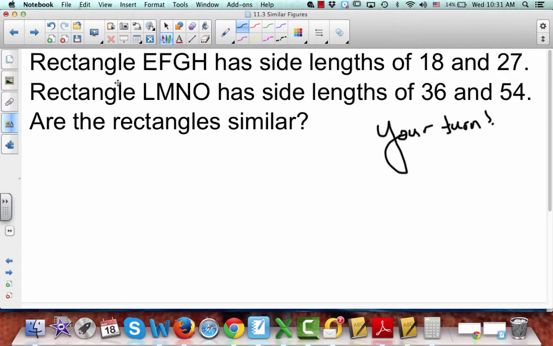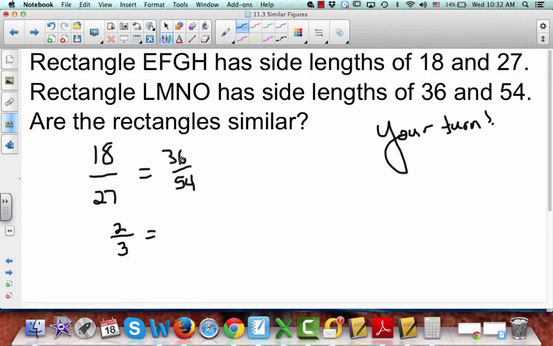Alright, did you take the sides 18 and 27 for the first rectangle, and 36 and 54 for the second rectangle? Now what I would do, these are big numbers, so the first thing I would check is, can I reduce them? And so 18 and 27 are both divisible by 9. 9 is the biggest number that goes into them. I know 3 goes into them, but 9 also. So that gives us 2 over 3.